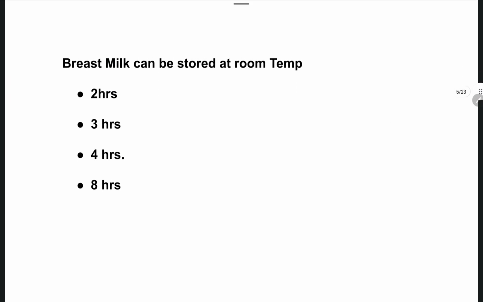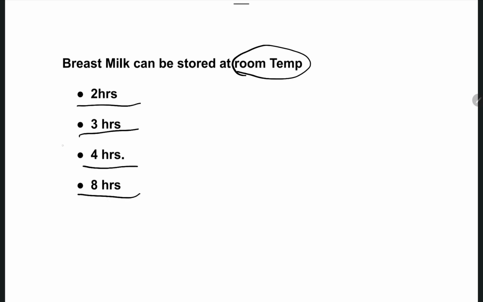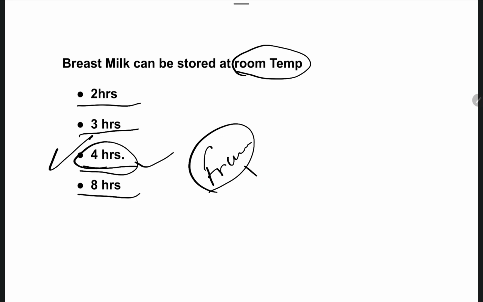The next question is, breast milk can be stored at room temperature. For how many hours, otherwise how many days, can we store breast milk at room temperature? Options are 2 hours, 3 hours, 4 hours, 8 hours. The right one is option C, 4 hours. So up to 4 hours we can store the breast milk. But in the case of a fridge, we can keep the breast milk for nearly 4 days, in the refrigerator.